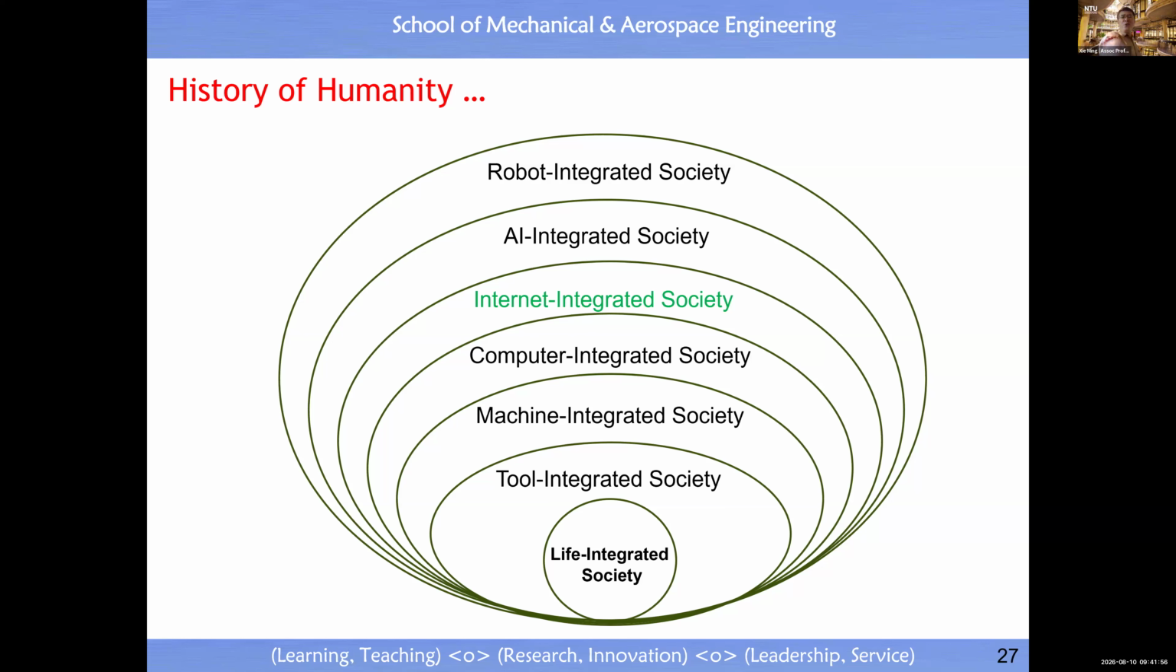If you look at human history and evolution, today we are in the era of the internet integrated society, and we are entering the AI integrated society. After that, we will see the emergence of the robot integrated society. So immediately you see the relevance of this course, which is in line with the historic trend in our modern society.